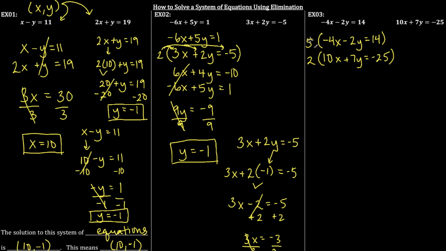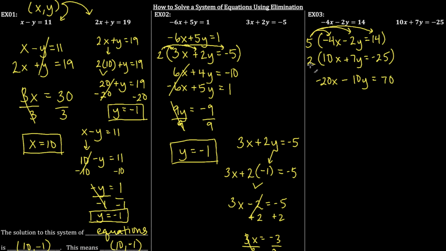So 5 times negative 4 is negative 20x. 5, a positive times a negative, is a negative. 5 times 2 is 10y. And a positive times a positive is a positive. 5 times 10 is 50. 5 times 4 is 20, so I get 70.